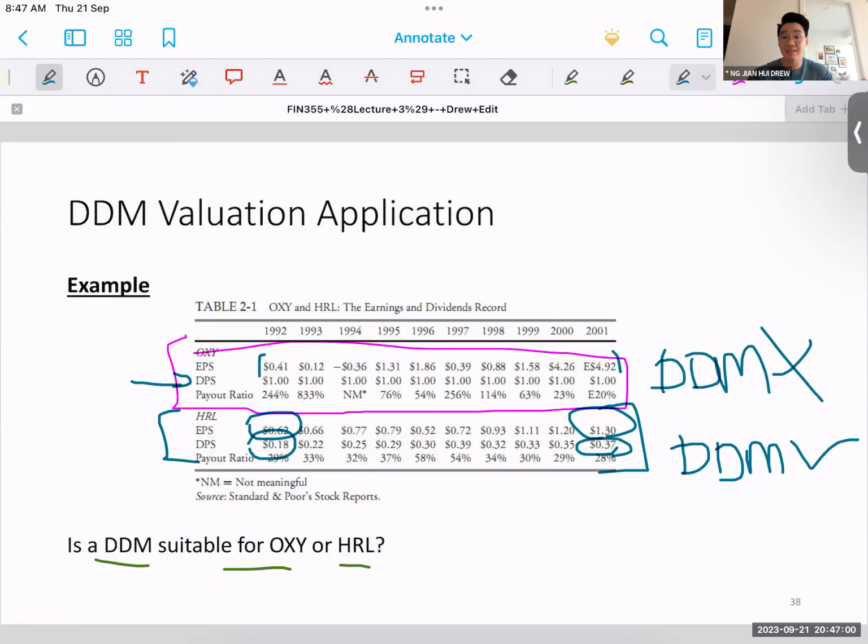But at the end of the day, again, I want to put a big disclaimer that while it might seem like the case that OXY is not so good for DDM and HRL is good for DDM, this should not be the only determining factor, right? We need to consider a lot of qualitative factors that we talked about in lecture 1, as well as look at the company's annual report and look at their dividend policies.